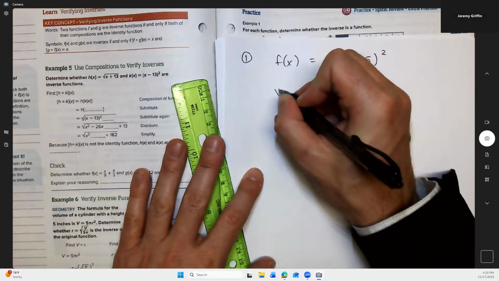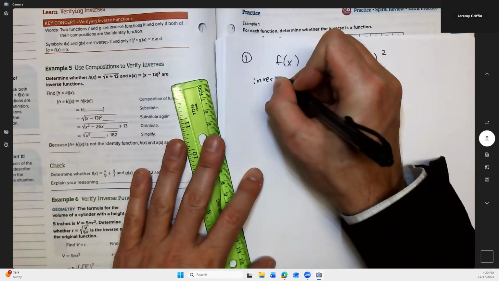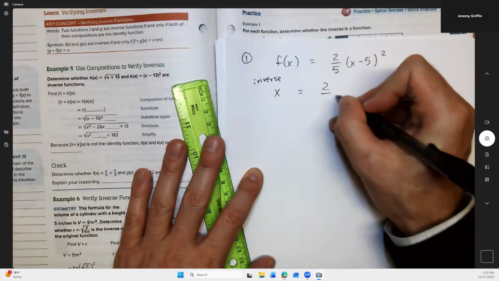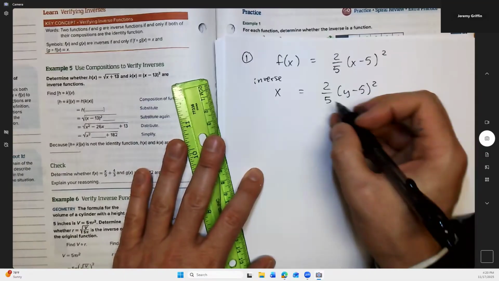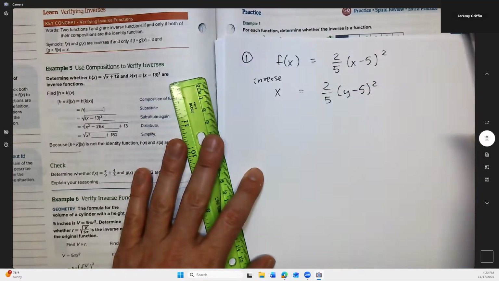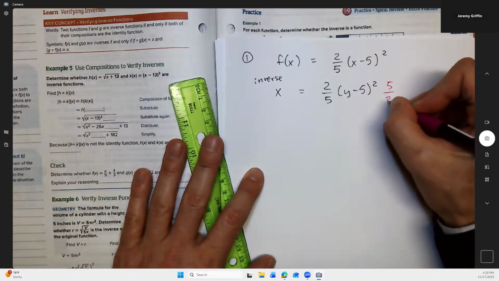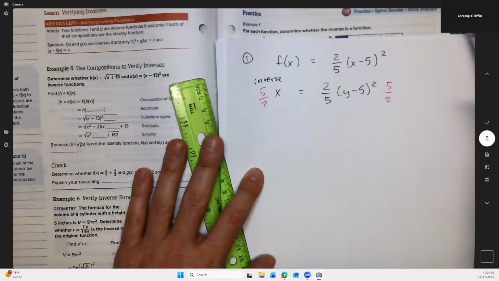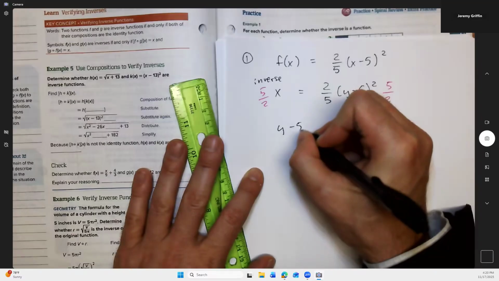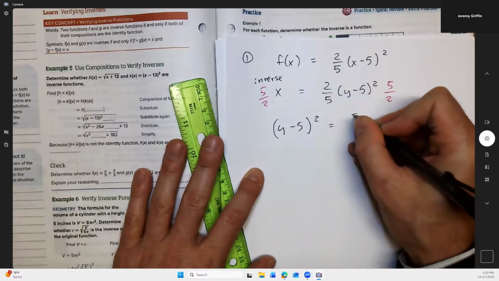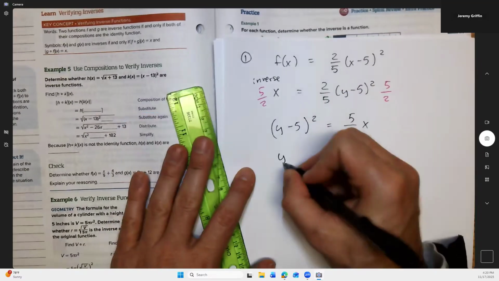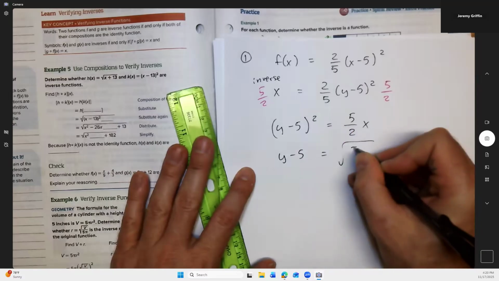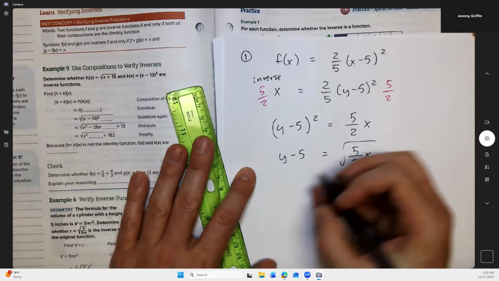So let's find the inverse algebraically. I can swap the x and the y, so x equals 2 fifths times y minus 5 squared. Multiply both sides by 5 over 2. That gives me y minus 5 quantity squared equals 5 halves x. Take the square root and then add 5.